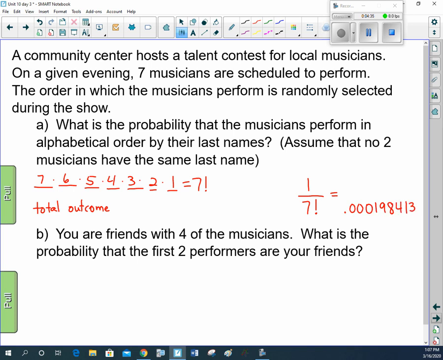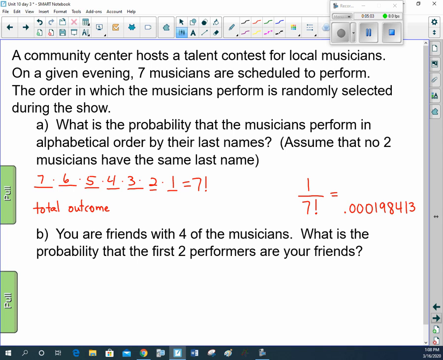Okay, that's a pretty small probability there. Okay, the next one, part B, says you are friends with 4 of the musicians. What is the probability that the first 2 performers are your friends? Okay, so first of all, you are friends with 4 of the musicians. What is the probability that the first 2 performers are your friends?